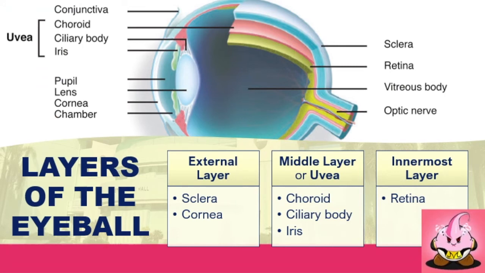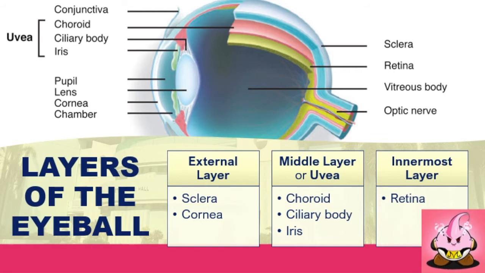But since we've talked about the eyeball, let's talk about the layers of your eyeball. So there are three prominent layers. Oftentimes, the external layer is referred to as your sclera, your middle layer is referred to as your uvea, and then your innermost layer is referred to as your retina. Each of these layers would have a significant and different function.